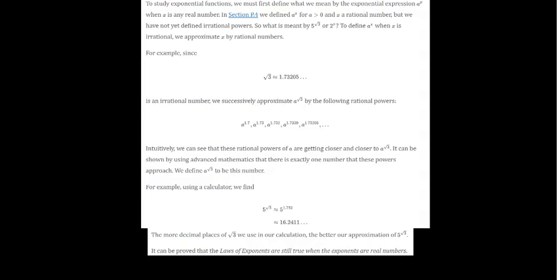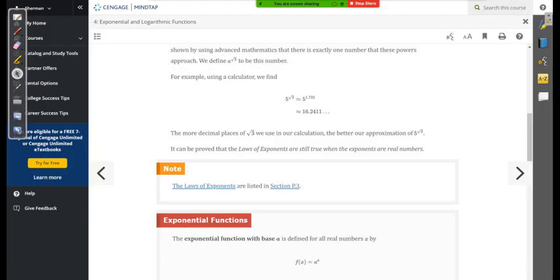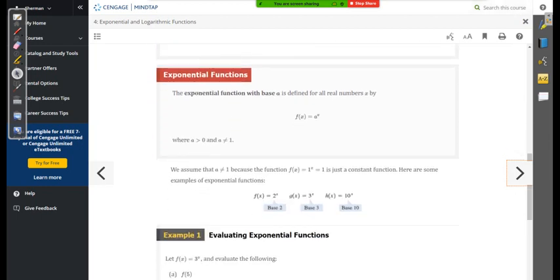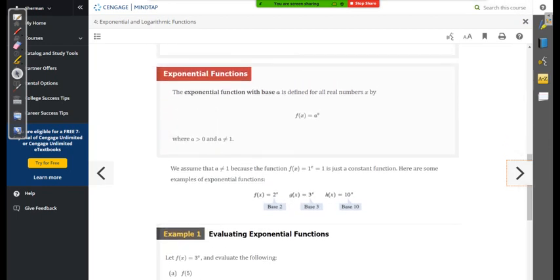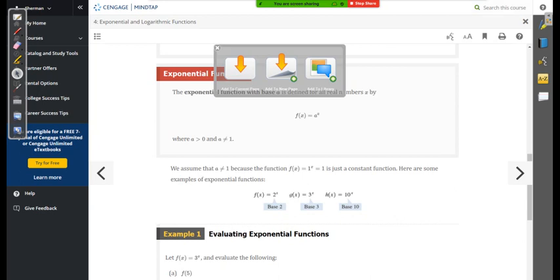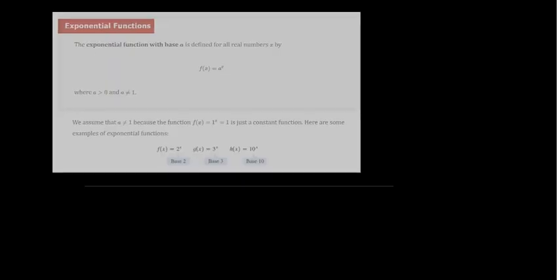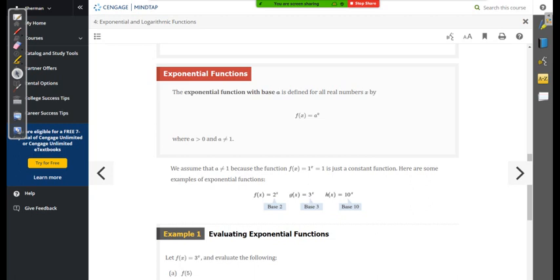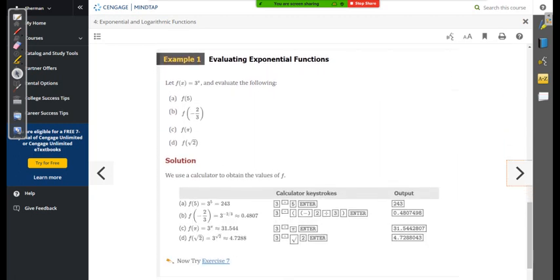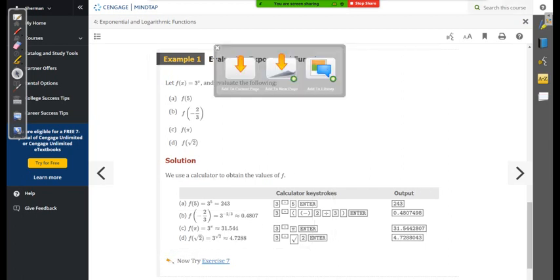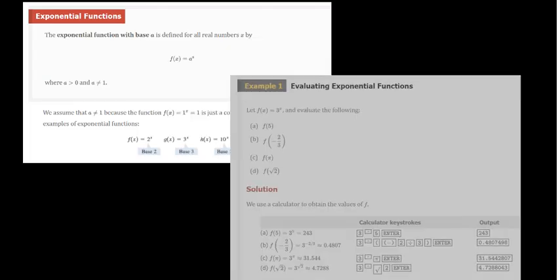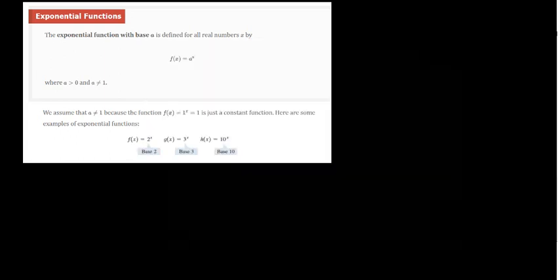It can be proved that the laws of exponents, and this is the very bottom line, are still true when the exponents are real numbers. Maybe that's the point they're trying to drive home here. Okay, so we're going to snip this, and we're going to put example 1 as well, because in example 1, if I recall, we're just using a calculator here. Okay, maybe we'll do a new page for that.